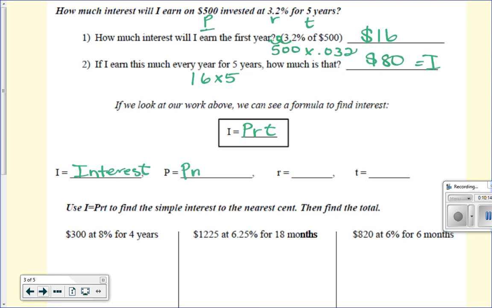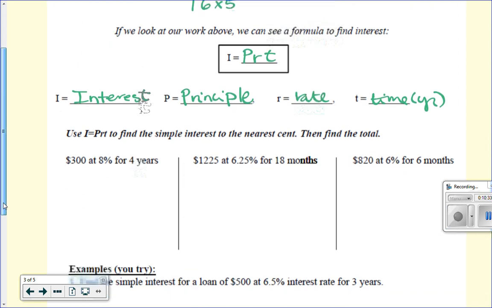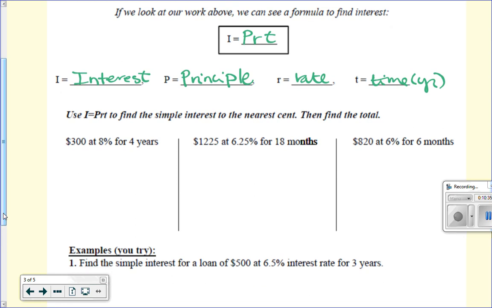P is your principal. R is your rate, and time is T, and in parentheses I'm going to put years, just so if you refer back to your notes, you're like, oh yeah, it needs to be in years. Okay, so we're going to use this formula to find the simple interest to the nearest cent, and it's always going to be cents because it's money, right? We're going to make it look like money, and then we're going to find the total.